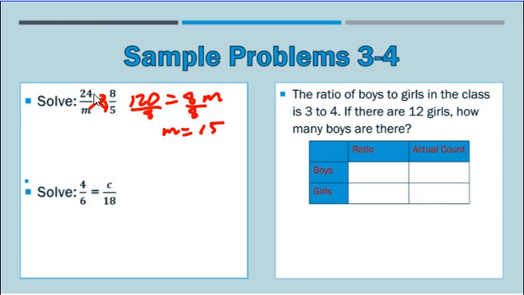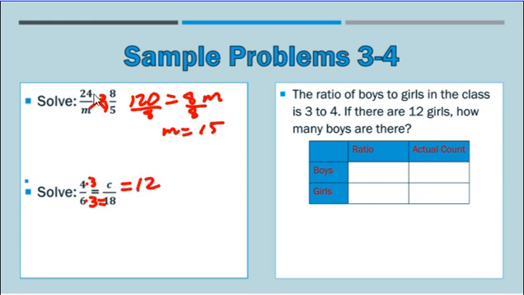So if I look at 6 to 18, how do I get from 6 to 18? If I multiply this by 3, that gives me 18. So that means if it's proportional, I should be able to multiply the numerator by 3 to get my answer. 4 times 3 is 12.